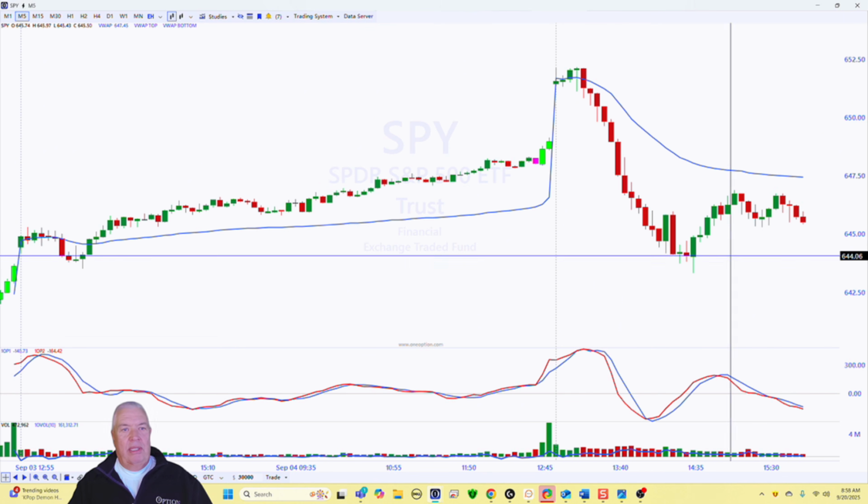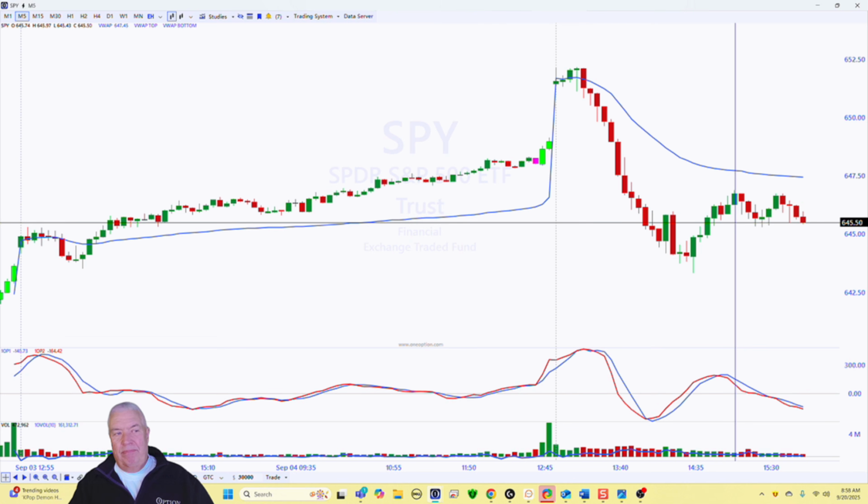And I don't want these bounces to last more than 20, 30 minutes. If they last longer than that, and we start getting into the 45-minute range to an hour range, that tells me that there is support. Buyers are supporting the market. And we don't want to see that, okay?